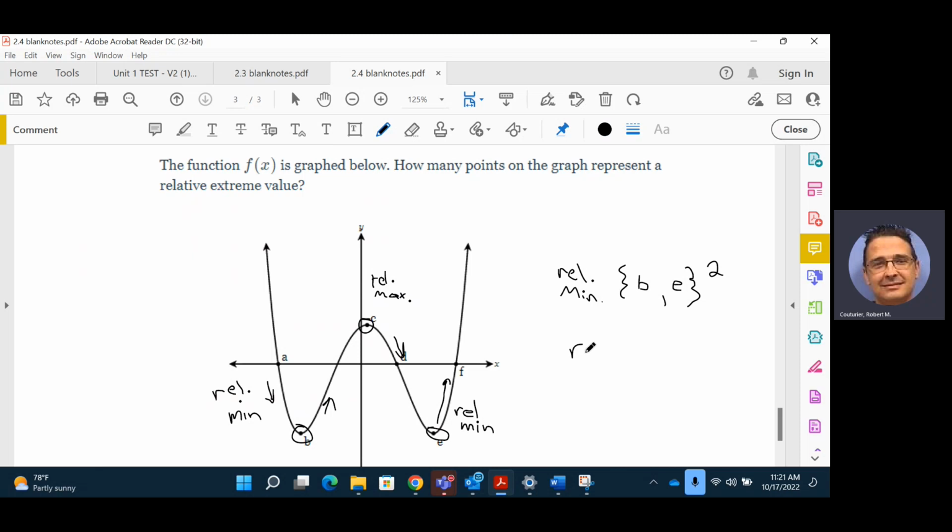And then if you're dealing with the relative maximums, they're asking you to identify those. In this case, we only have one. That is point C. C would be your relative maximum, and there's only one of those.